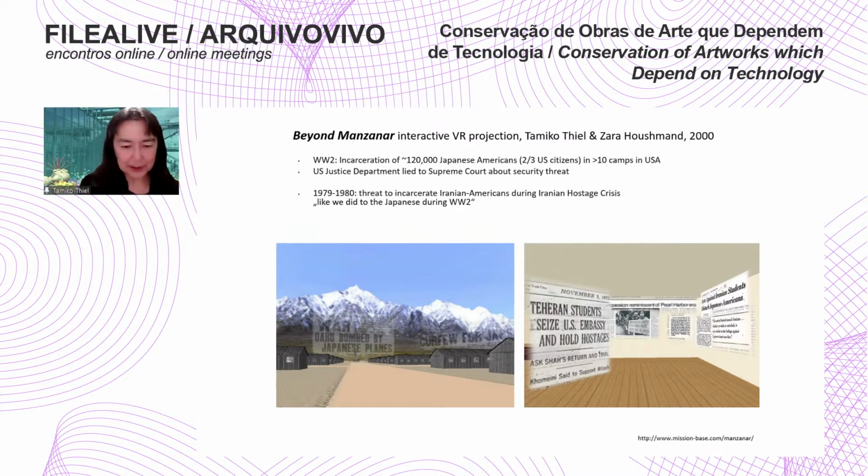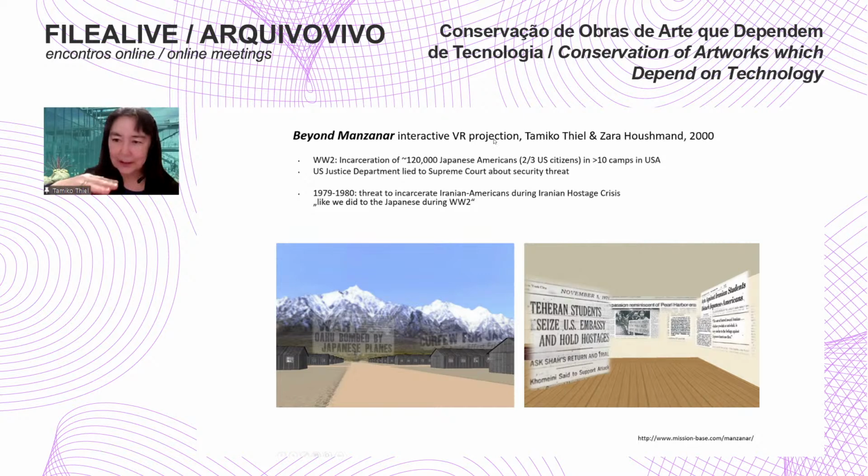Just really quickly, what the content of the piece was about was one layer of the historic incarceration of Japanese Americans in incarceration camps during World War II, because the government said no person of Japanese ancestry, even down to 1/16 drop of Japanese blood, can ever be loyal to the US. And then a parallel layer from my co-artist Sarah Hushmand on how during the Iranian hostage crisis in 1978 to 80, there were similar threats to incarcerate Iranian Americans.